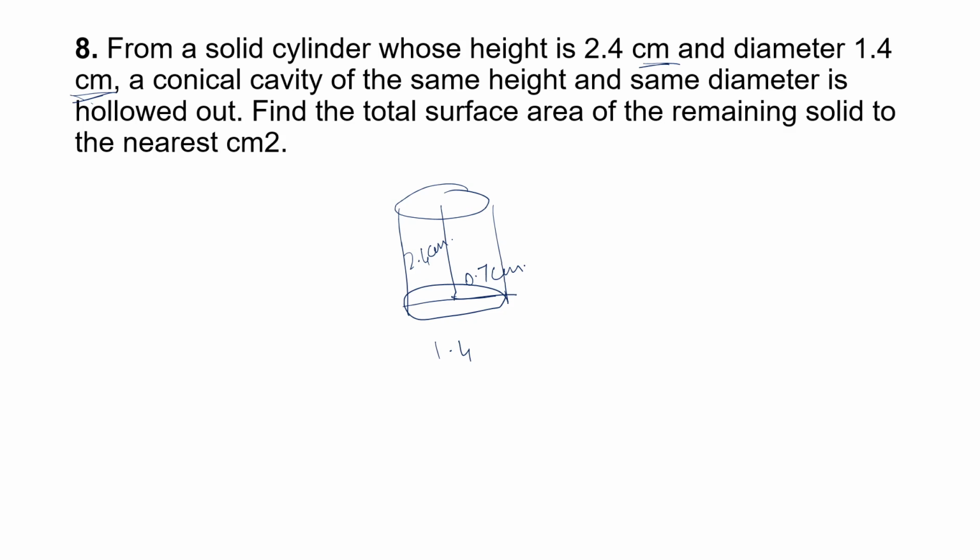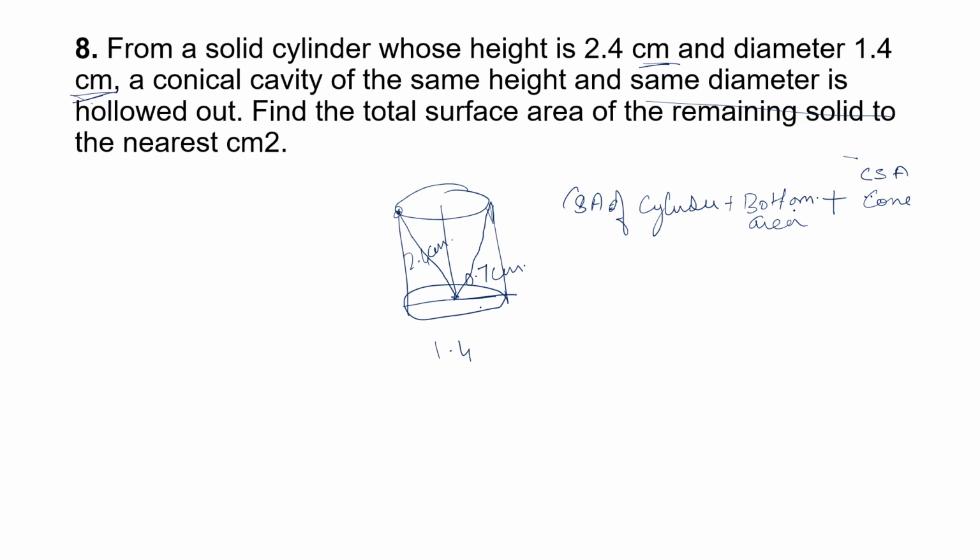A conical cavity of the same height and same diameter is hollowed out. From this cylinder they are cutting a conical shape. Find the total surface area of the remaining solid to the nearest centimeter square. Solid cylinder means it has a bottom also. So the curved surface area of cylinder plus its bottom area, plus the CSA of the cone.